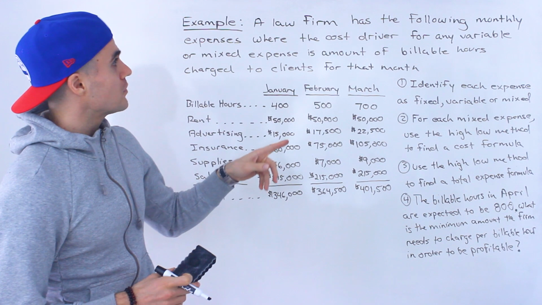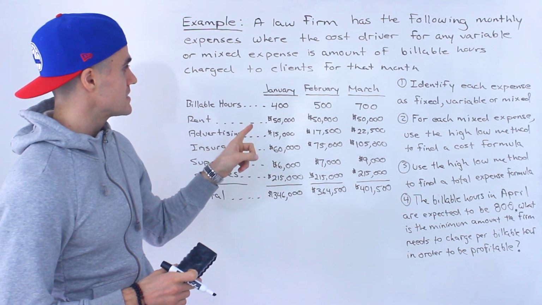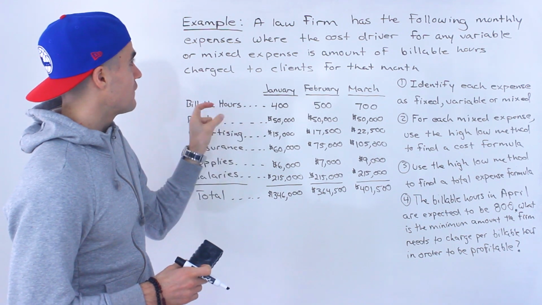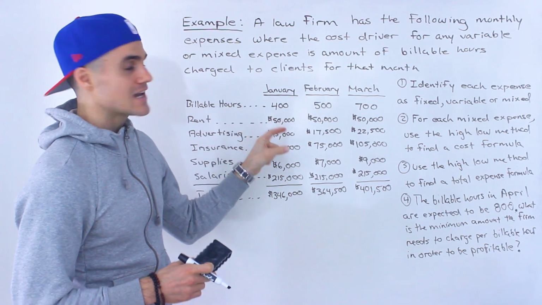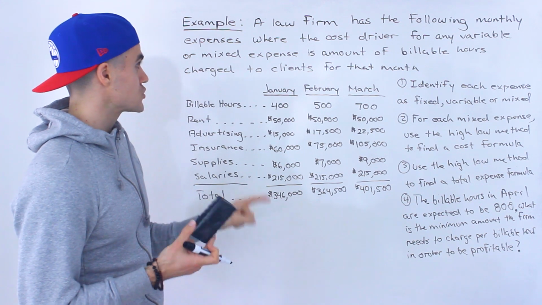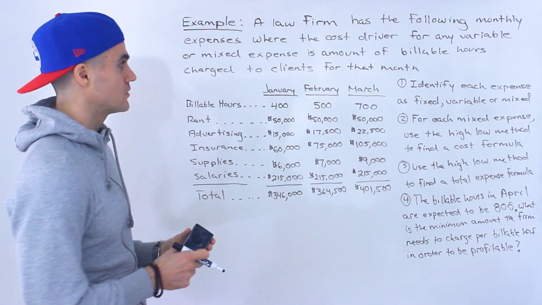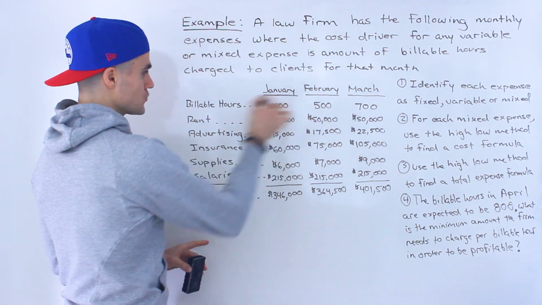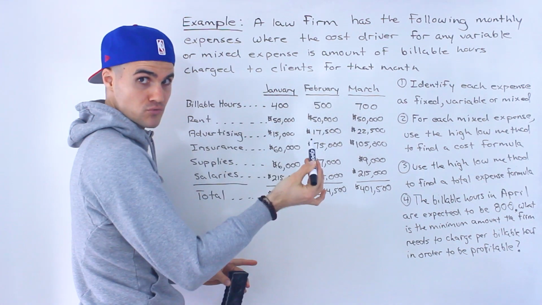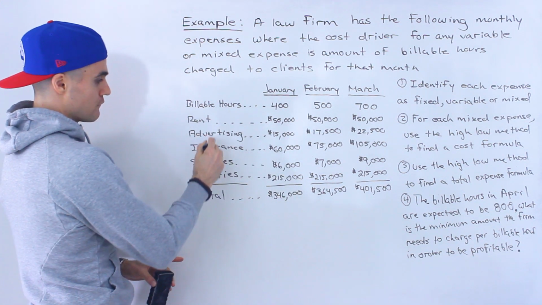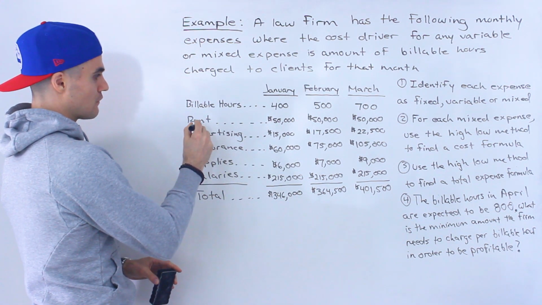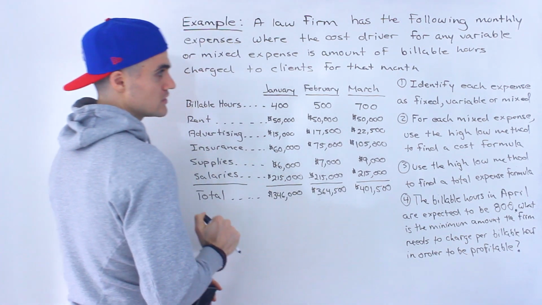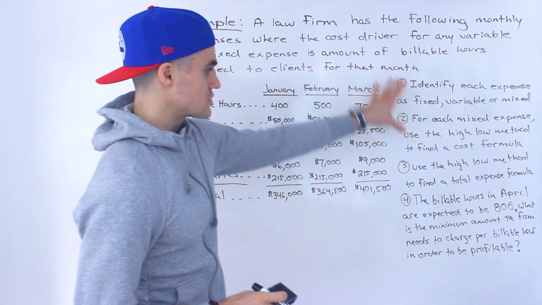We're told that a law firm has the following monthly expenses, where the cost driver for any variable or mixed expense is the amount of billable hours charged to clients for that month. Notice that we have data here for January, February, March. We have the billable hours in the first row, and then we have the expenses. This law firm has 5 different expenses, and then we have the total of these expenses. And then we have to answer these 4 questions here.